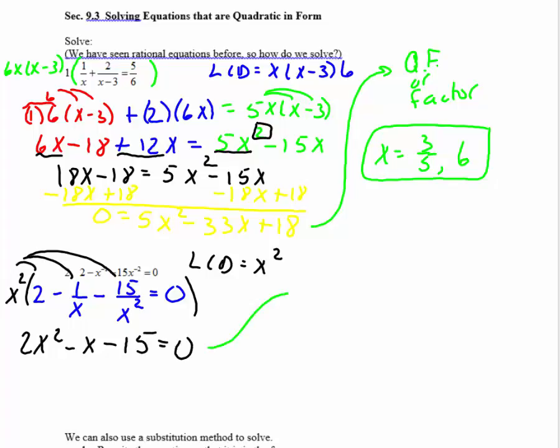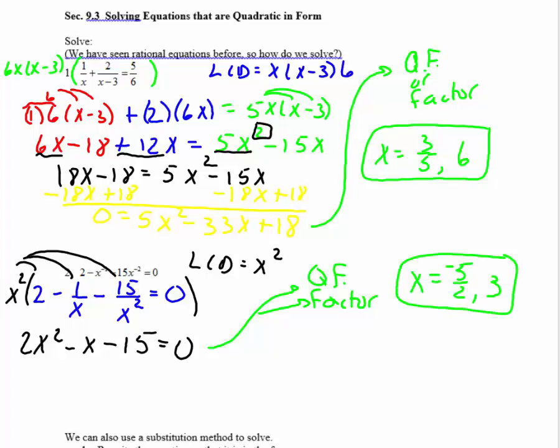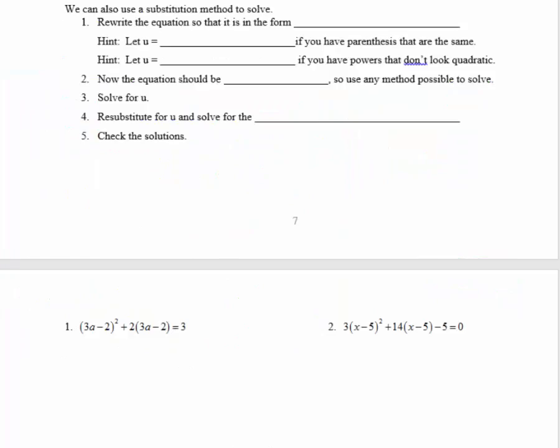So at this point, you can either use the quadratic formula, or this one is actually factorable. So you can decide what you want to do. Do you want to do the quadratic formula, or do you want to factor? Either way, you're going to come up with answers, x equaling negative 5/2 and 3. So I would definitely use the quadratic formula or factor, and make sure you can get the answers of negative 5/2 and 3. We can also use something called a U substitution.